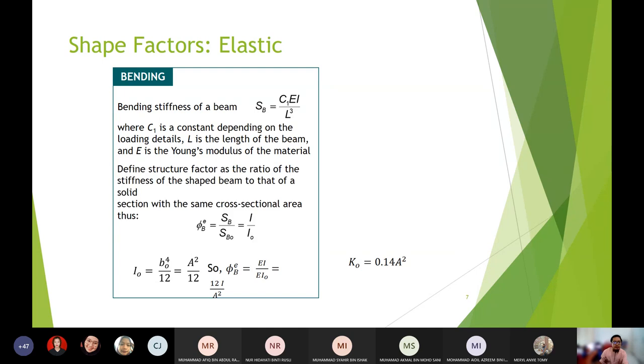Okay, so the structural factor is the ratio of the stiffness of a shaped beam to that of a solid section. Thus, by definition, again for the elastic beam, S B of a shape, any kind of shape, over that of the square. This is for the shape of a square. This any kind of shape, circular, triangle, I, regardless. Again, the definition is this. So since I for a solid square is B to the power of 4 over 12, same as a squared over 12. This is the elastic bending for beam.